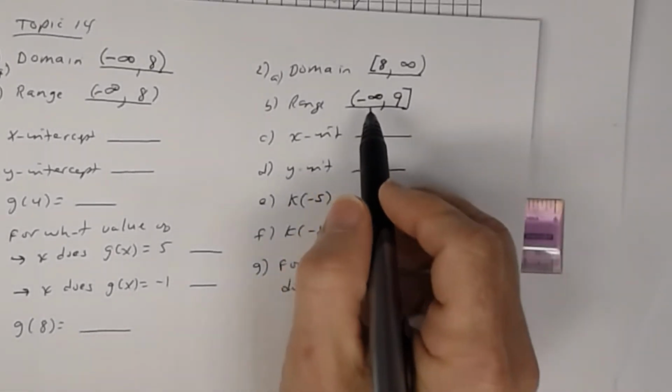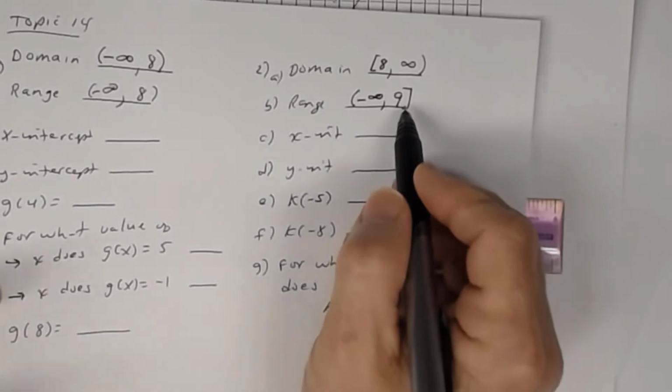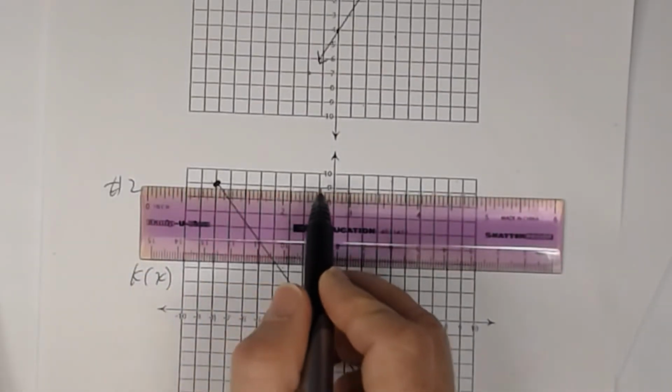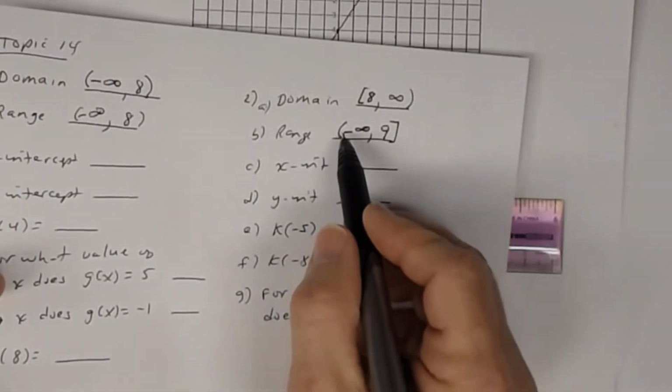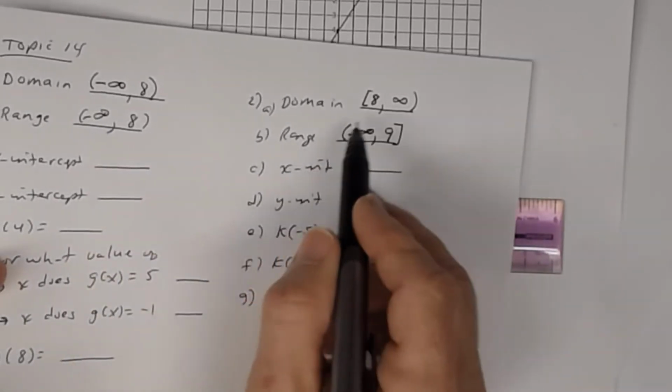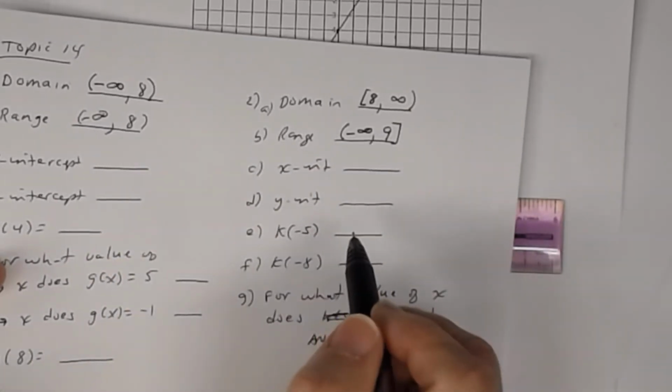So let's talk about why it's a bracket. Remember, bracket here, because this is closed. What's that y value? That y value is 9. Parentheses, you always use parentheses when you're dealing with negative infinity or infinity. All right, so that's domain and range.